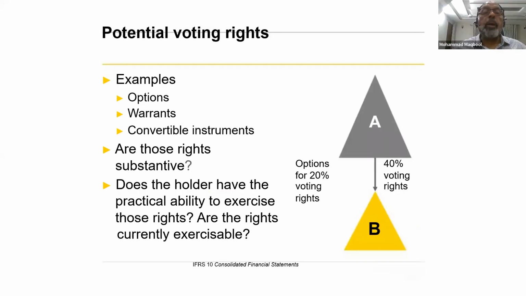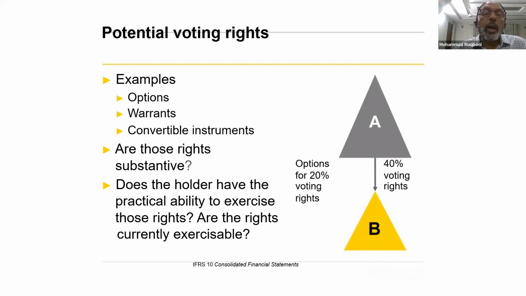Okay. And examples of potential voting rights are options, warrants, and convertible instruments, but they have to be substantive rights, under some agreement, some law, or some regulation. That's a substantive right. It's not a right in the air. Okay. So then we look at: does the holder have the practical ability to exercise those rights? Are the rights currently exercisable? Two questions we look at.